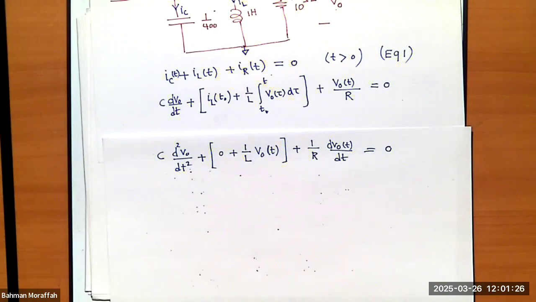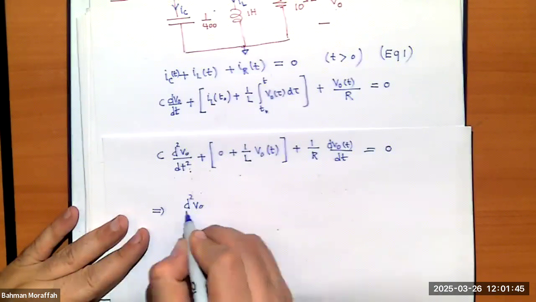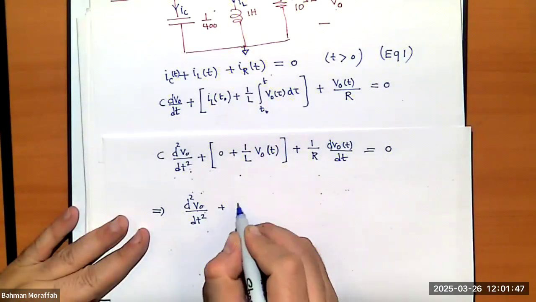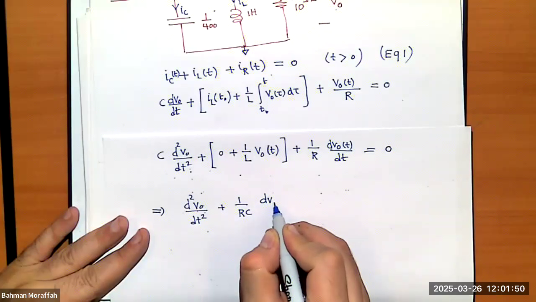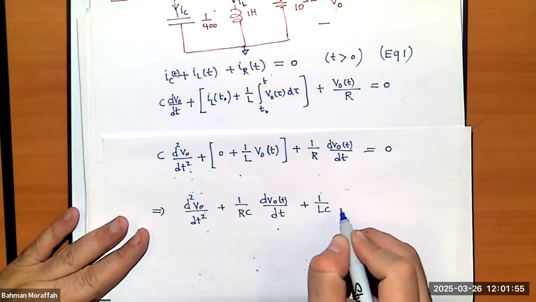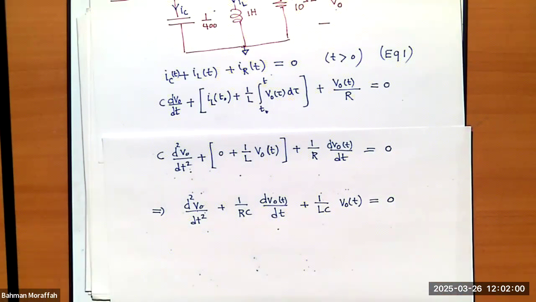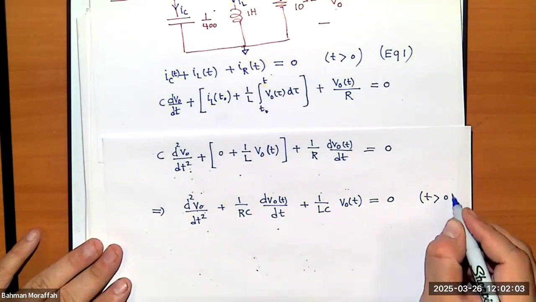Again, I have a differential equation that has a leading factor that's not 1. How do we get rid of it? We divide everything by that constant. In this case, we have to divide everything by C. So my differential equation becomes d squared V out/dt squared plus 1 over RC dV out/dt plus 1 over LC V out of t, and that's 0. And this is true for all time greater than 0.